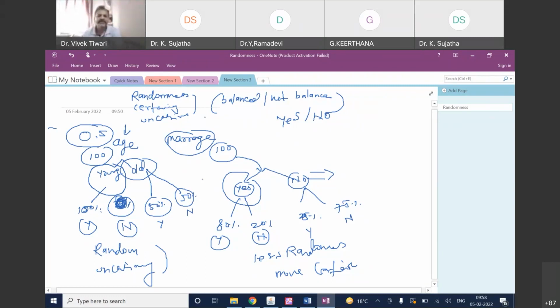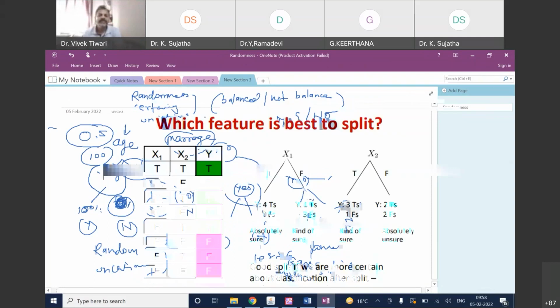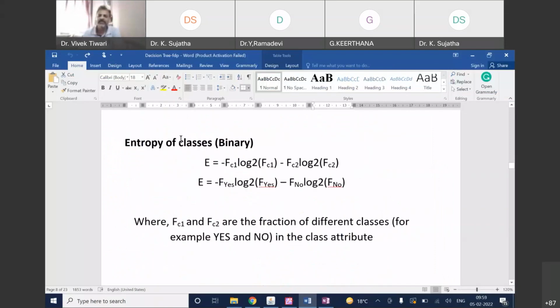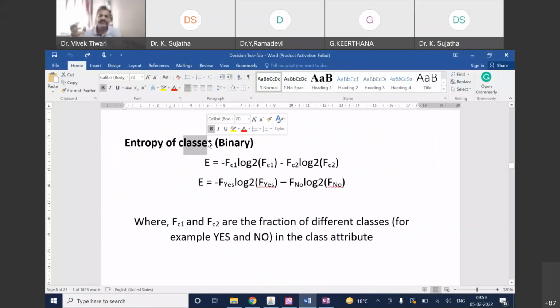Another example. I will directly jump to the formula for how to calculate the entropy of the class. The basic fundamental idea I have already discussed. Now it is time to discuss how to calculate the entropy of the class, the entropy of the attribute, and how to calculate information gain.